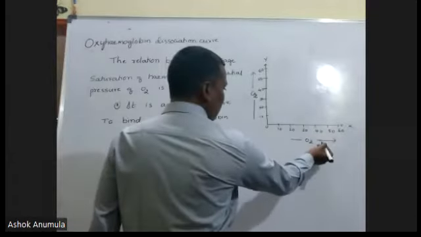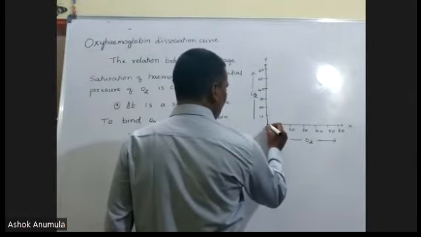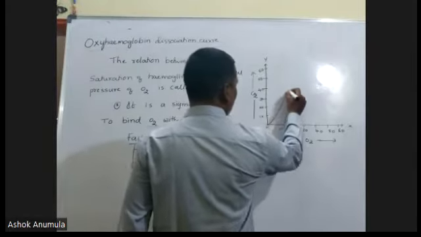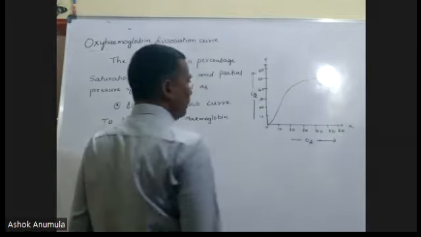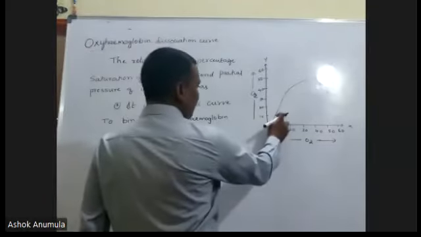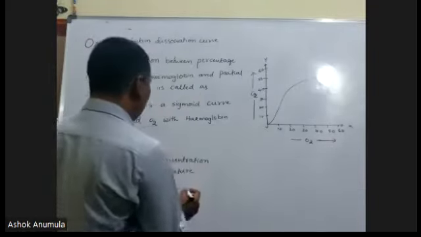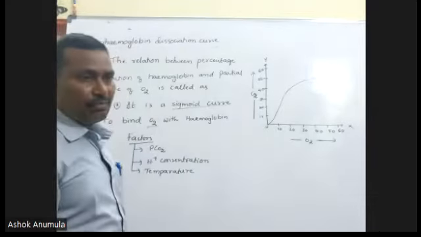When the partial pressure of oxygen is more, the hemoglobin combines with oxygen and a line, a curve, is developing. It looks like an S shape, that's why it is called a sigmoid curve.